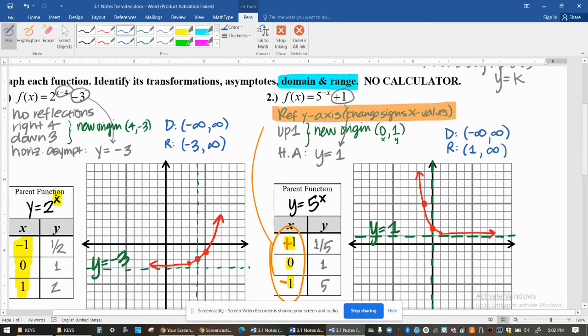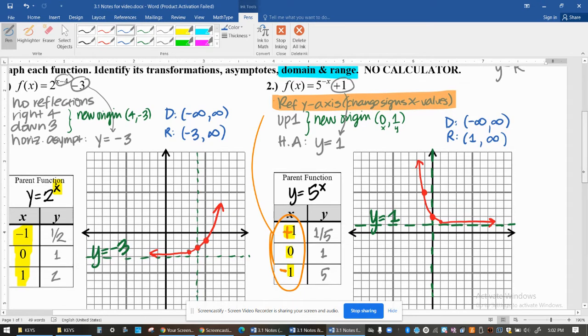So quick reminder, always try to write down all the transformations that you see, any translations or reflections. Then you're going to do your parent function table of values. Then you're going to change the signs if necessary based on your reflections. And that's when you finally plot your points on your graph based on your new origin. Okay? So there's a process.